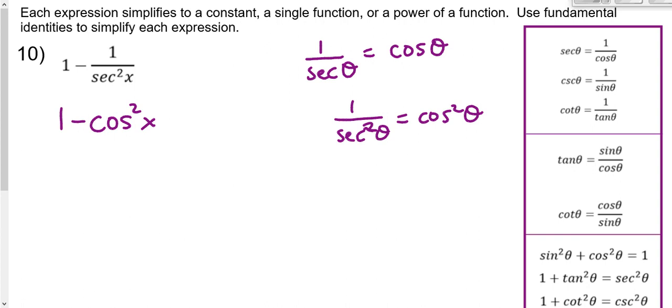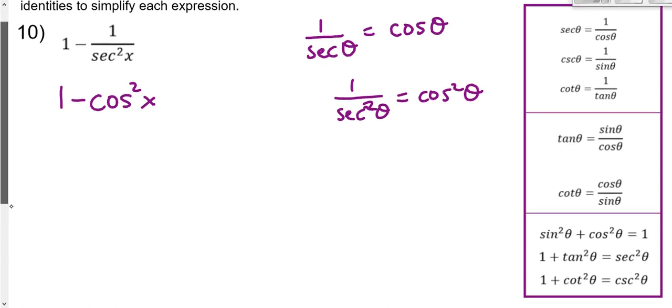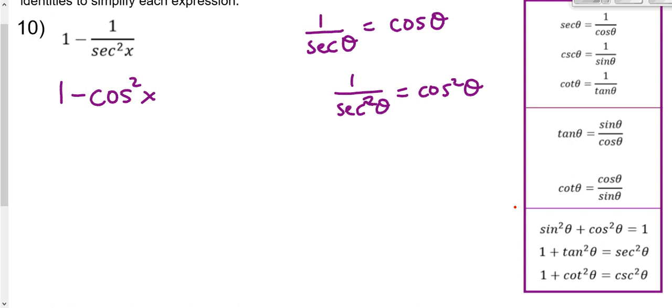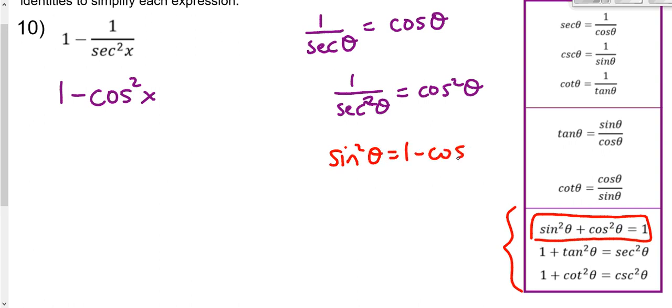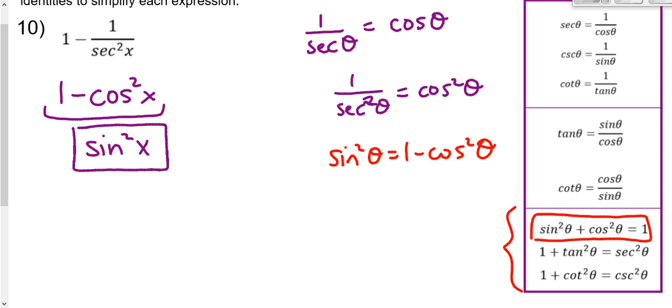Okay, does that look familiar? Look at your Pythagorean identities. I bet we could take this one, the main one, and we could rearrange it. If you subtracted cosine squared theta from both sides, you would have sine squared theta equals 1 minus cosine squared theta. So that means we can replace 1 minus cosine squared x with sine squared x. And that is a power of a function. Ta-da! Do we have any more?